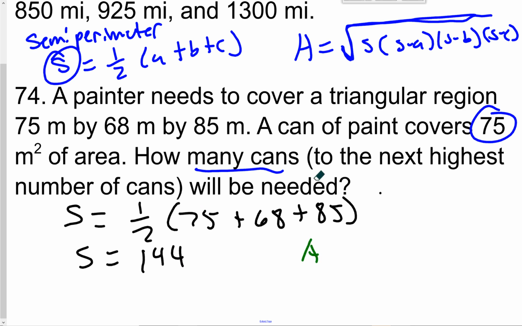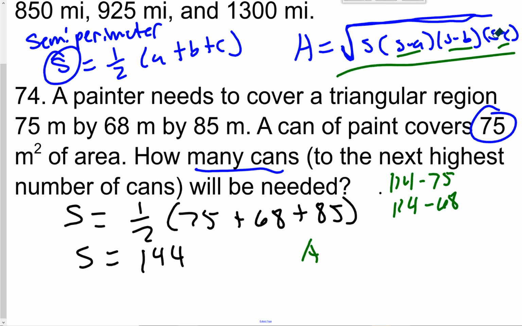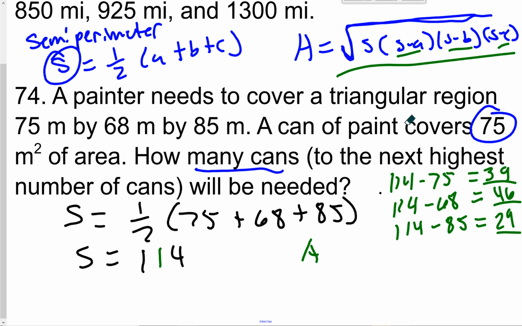So our area formula is just taking S and subtracting from A, subtracting from B, and subtracting from C, multiplying those 3 together, and then times it by S as well, and then taking the square root, right? So I'm going to take this 114, and I'm going to subtract it from 75. I'm going to take 114, subtract from 68, and you could do it all in one, but I'm probably just going to do it separate, and 85. Okay, so I actually wrote down 144, but it's not 144, it's 114. And I did it, so I subtracted it all. I got 39, I got 46, I got 29. So that was me taking my S and subtracting from each side.